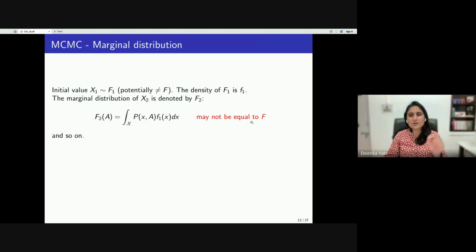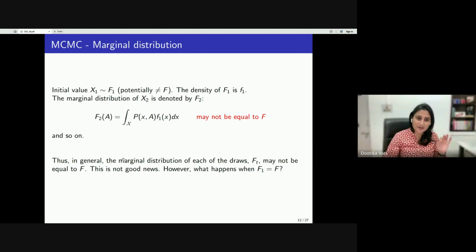Now f2 may not be equal to f. Now remember, I want to draw samples from f. So I start from some f1 distribution, and then after one step of the Markov chain, I'm getting to a distribution f2 and so on. Okay, so I'm not very happy with what's happening here. I want samples from f. In general, the marginal distribution of each of the draws, ft, may actually not be equal to f. And this may not be good news, right? The marginal distribution at time t is ft, that may not be equal to f. But this is when X1 started from f1, which was potentially not equal to f. What happens when f1 is f?